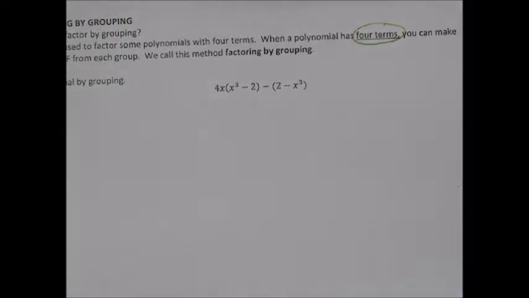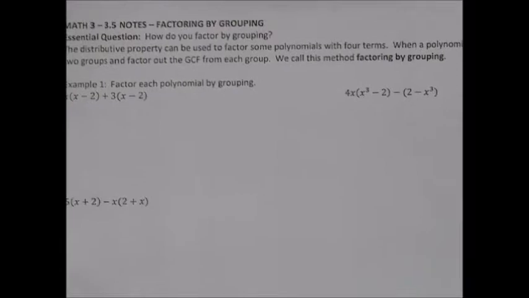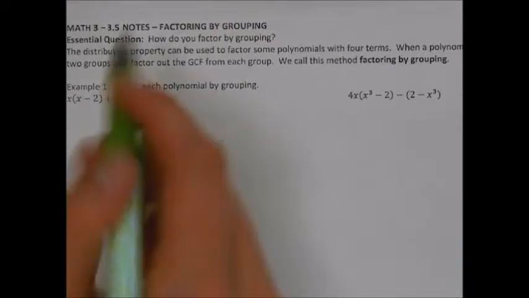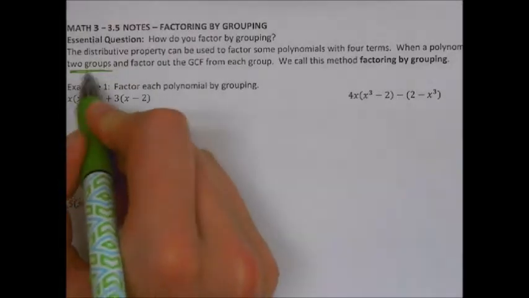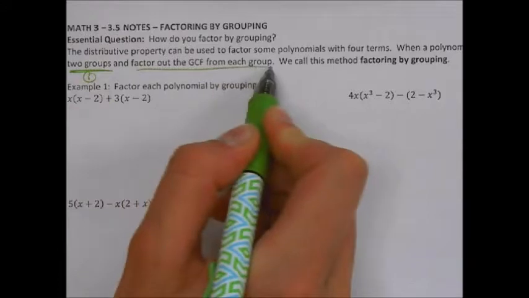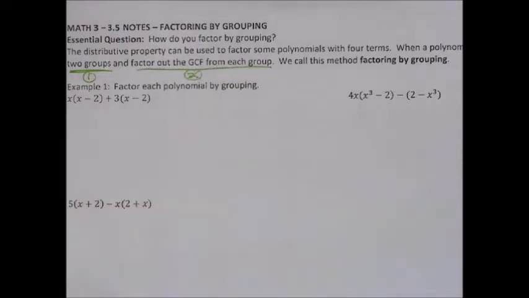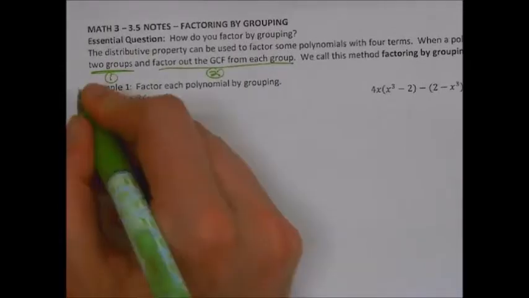And when it has 4 terms, we can make 2 groups and factor out the GCF from each group. So let's underline that. We're going to make 2 groups. That's step 1. Then we're going to factor out the GCF from each group. That's step 2. And then we're going to have a third step. And step 3 is actually example 1. So this is our step 3.